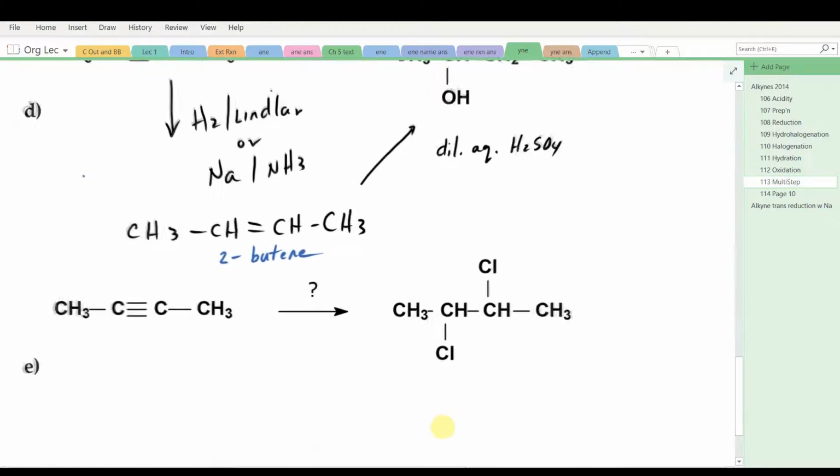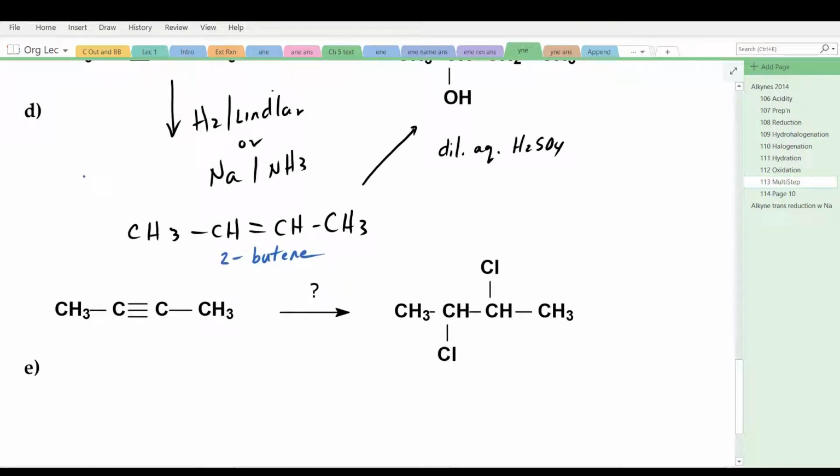Let's try E. Here we're taking 2-butyne and we're going to form 2,3-dichlorobutane. Notice we can't just add chlorine directly, because if we do, there's no way of stopping after one addition. You'll wind up adding 4 chlorines instead of 2. Nor can we just add HCl. Let's see. That won't give us the right product, will it?